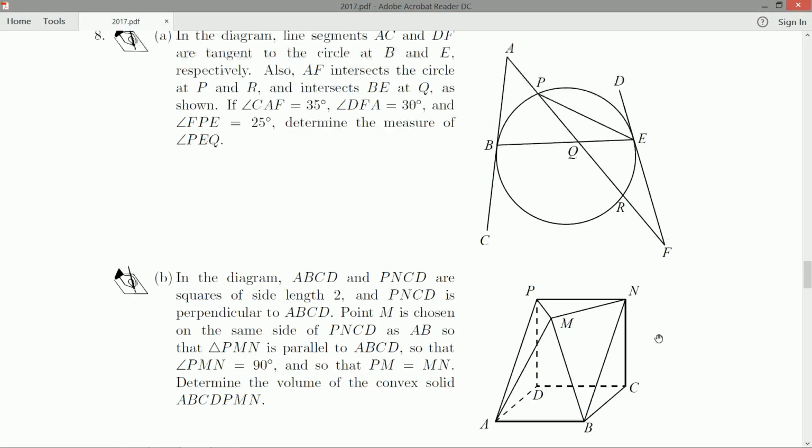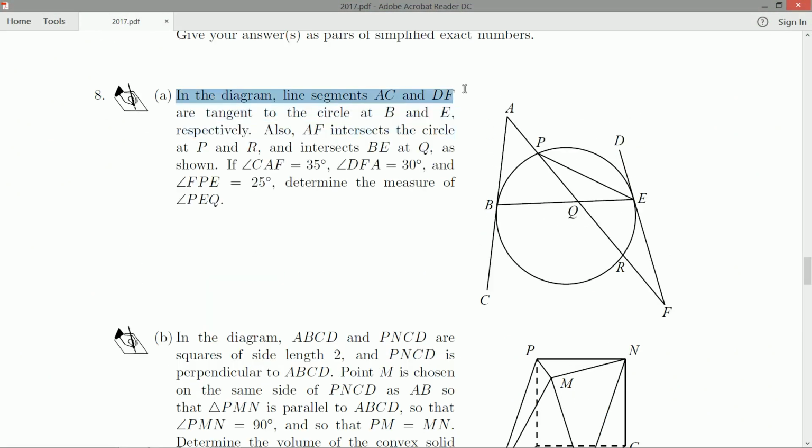So 8 has two parts, both of them written. A, in the diagram, line segments AC and DF are tangent to the circle at B and E, respectively. So ABC, DEF. Also, AF, connecting these points here, intersects the circle at P and R, and intersects BE at Q, as shown. If CAF is 35 degrees and DFA is 30 degrees, and FPE is 25 degrees, determine the measure of PEQ.